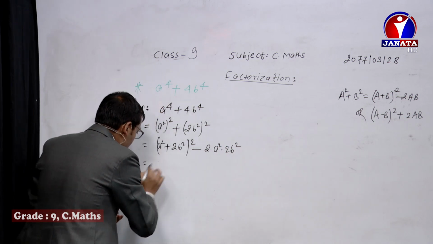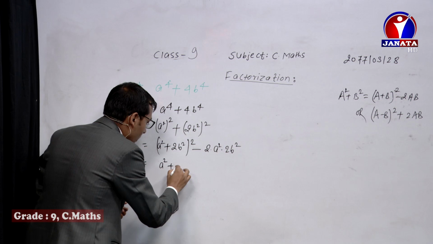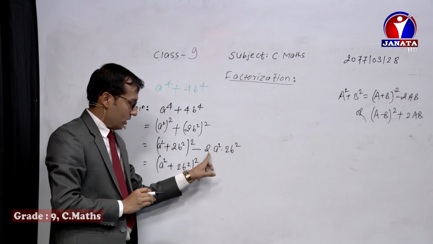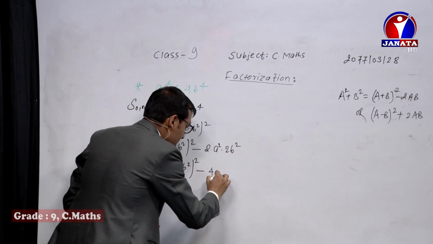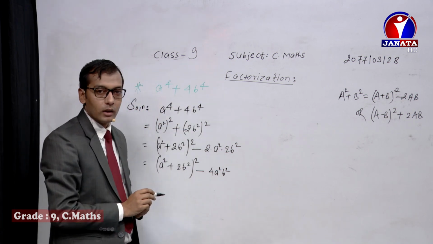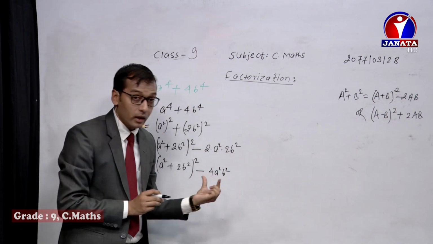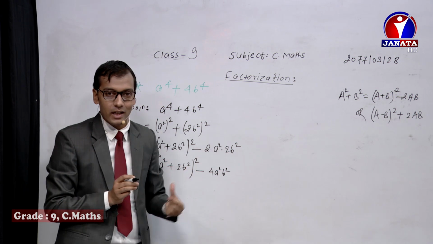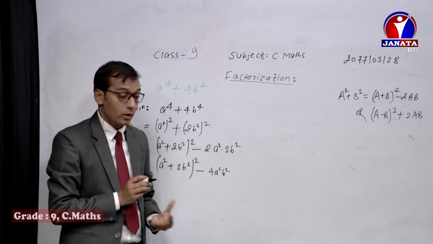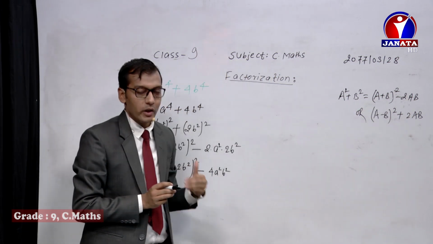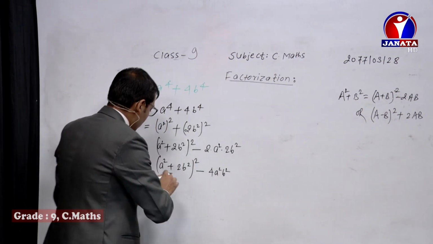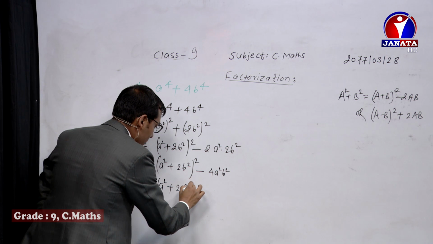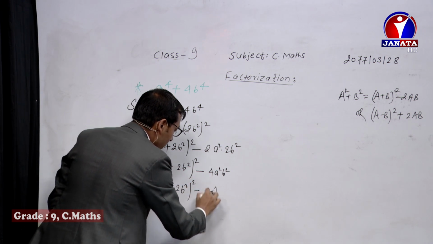So let me write the next step. (a square plus 2b square) whole square minus, so 2 times of 2 is 4, 4 times a square b square. Now can we convert 4a square b square into a perfect square? Obviously we can, and (2ab) whole square is 4 times a square b square. So this is the right formula we are choosing here. So let's do the next step. (a square plus twice b square) whole square minus (2ab) whole square.